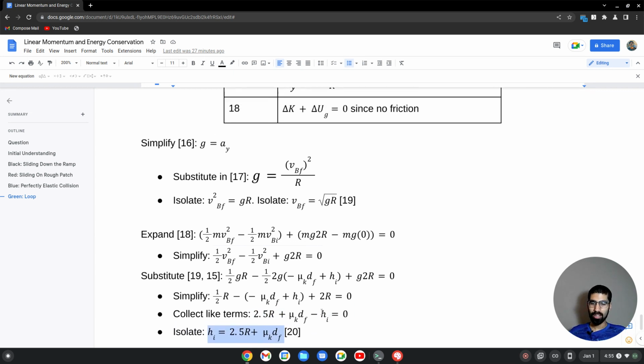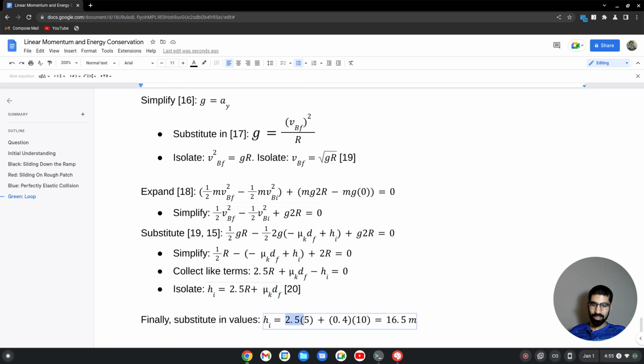We got exactly what we expected. If the radius increases, then we're going to need to increase the initial height of the ramp to compensate. If the friction increases, either because the coefficient of friction increases, so you have a rougher surface, or you have the friction being applied over a longer distance, then the height also increases.